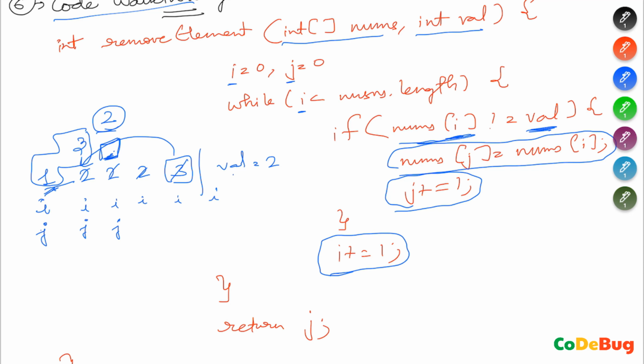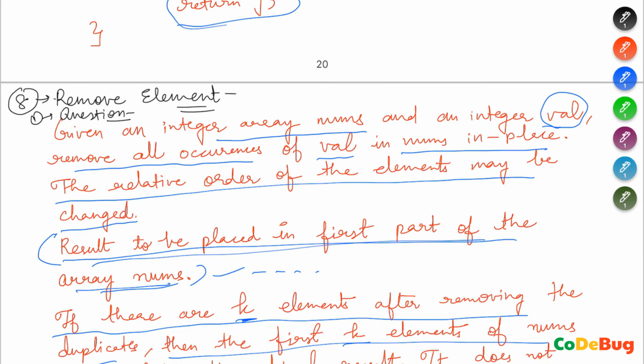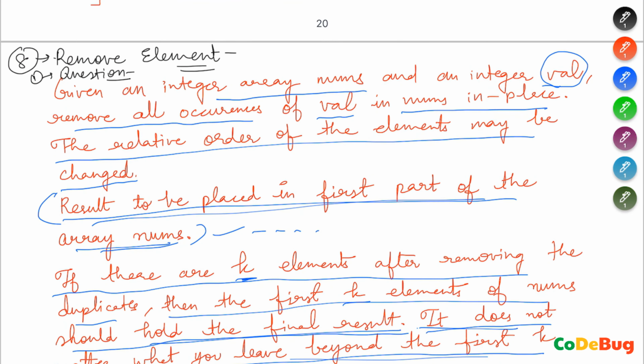And after this position j, including this position, we don't care about what is there in the array. So it doesn't matter. You only have to return the value j and the elements in the first part of the array that has been modified in place. So then we can return j safely from here, and we have modified the array nums. So this concludes our algorithm for the problem, which is remove element. Thank you.